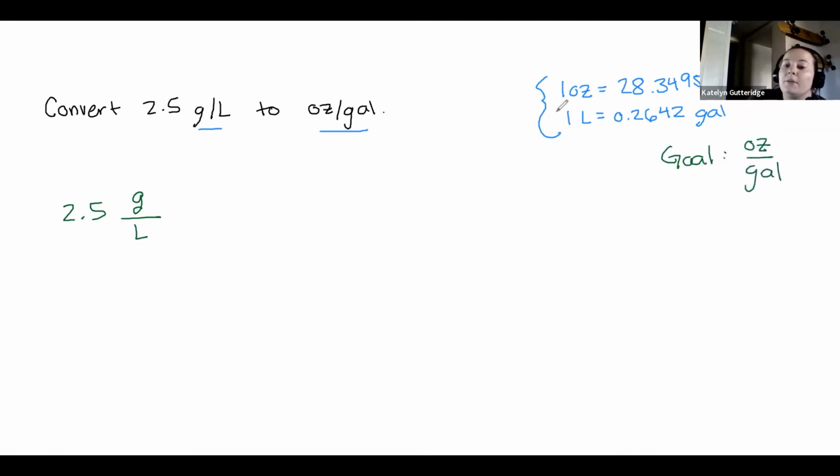And one thing to keep in mind when you're doing this, so if you have something like grams times ounces over grams, the grams will divide out and you'll be left with ounces. That is the key here. If you have something like grams in the numerator, grams in the denominator, they will divide out and you'll be left with ounces.